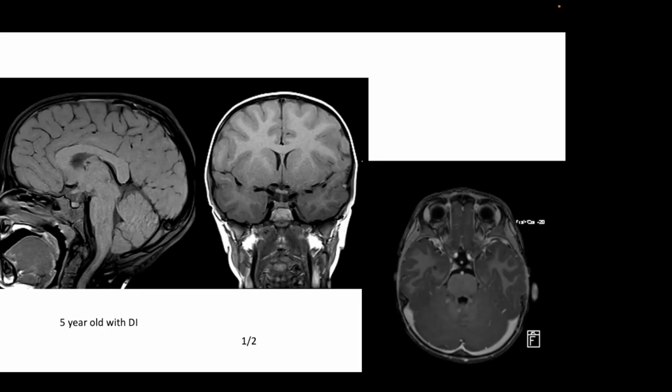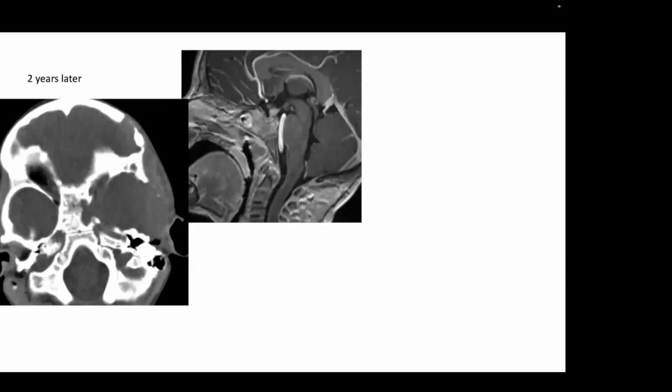The presence of DI in a child is very concerning and should raise the possibility of either a germinoma or Langerhans cell histiocytosis. This is where we get into some of the unusual diseases, but I want to show you this case. This patient unfortunately was not followed and came back 2 years later. This is the sagittal T1 weighted scan, and this is the axial CT scan. Anybody want to offer a diagnosis here?